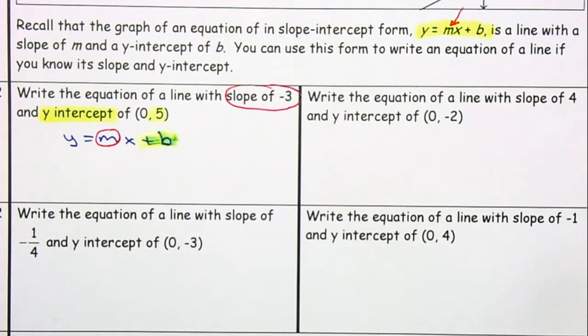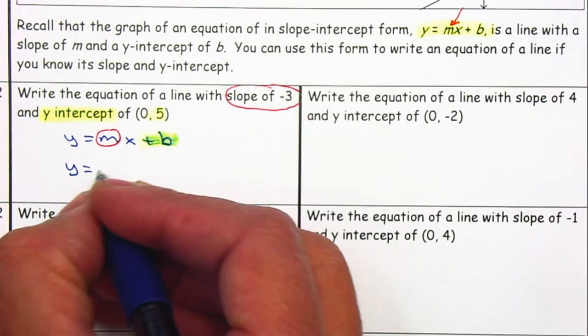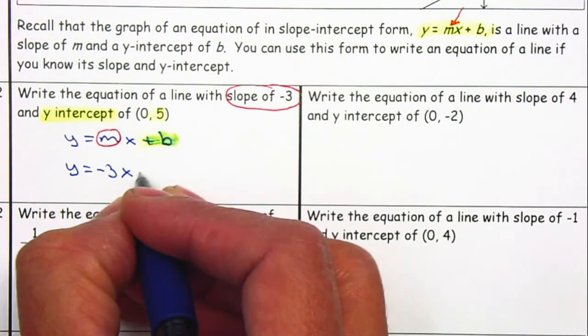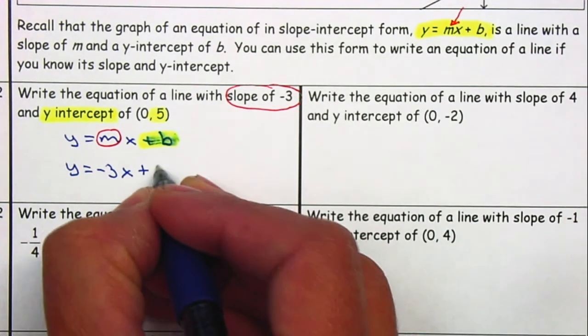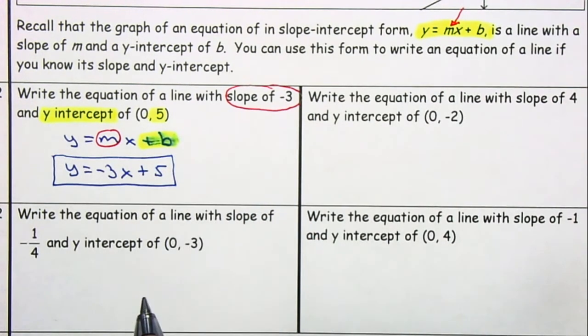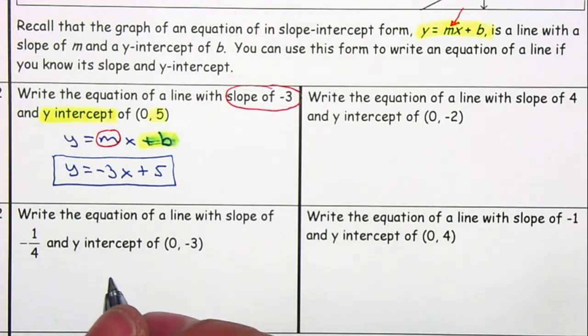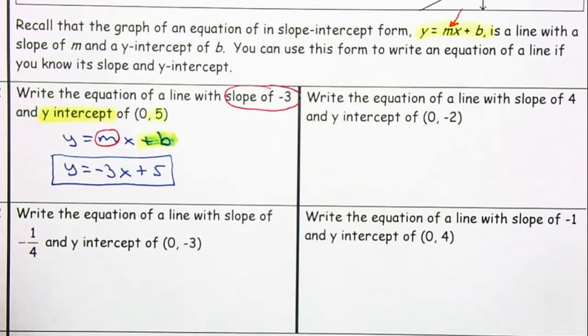So now we can just substitute. Y is equal to -3x. The y-intercept will be 5. It's positive 5, so I'm going to write down plus 5. And now we have the equation of a line in slope-intercept form. Let's continue with example number 2. We're going to go through the same process.